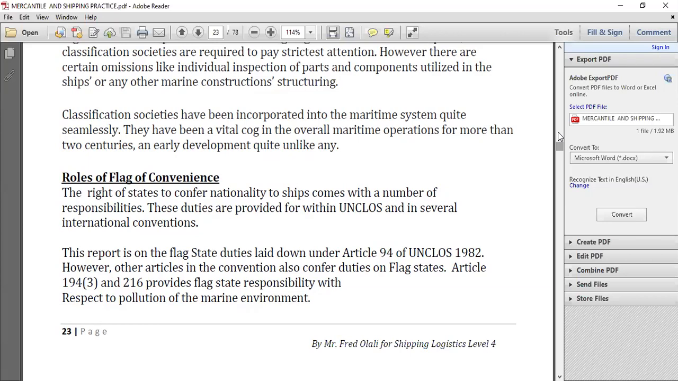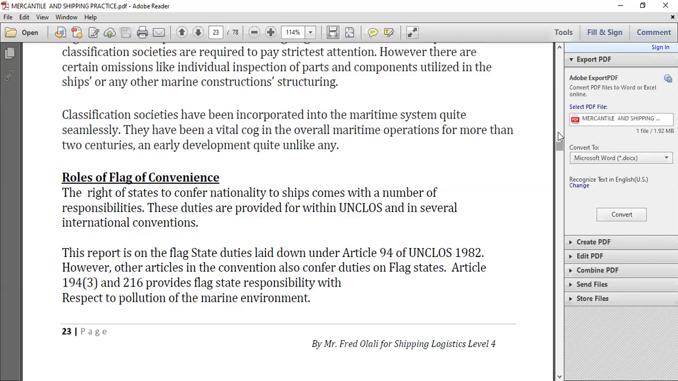They have been a vital cog in the overall maritime operation for more than 2 centuries. So they have been very, very important, and an early development.